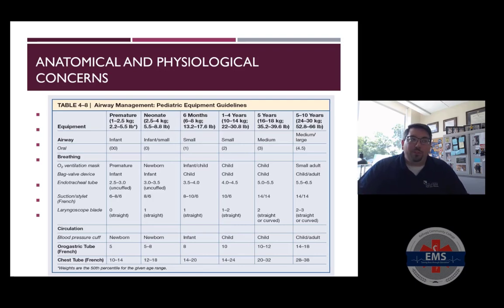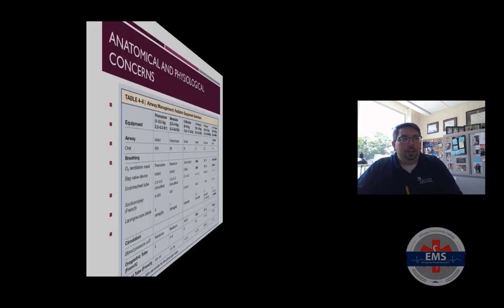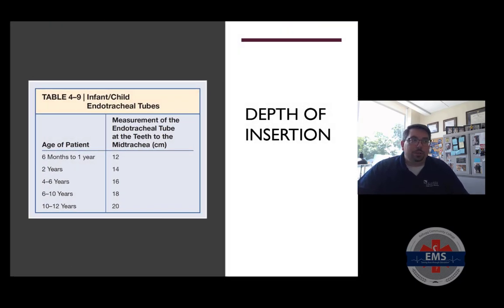Here again is Table 4-A, airway management pediatric equipment guidelines. You can see where you would need to use this as far as the right tool for the airway management that you're looking for. And then we also have Table 4-9, which has to do with the depth of insertion of the endotracheal tube. Again, it gives you an idea from 12, 14, 16, 18, 20. 22 is where we would typically see for an adult.